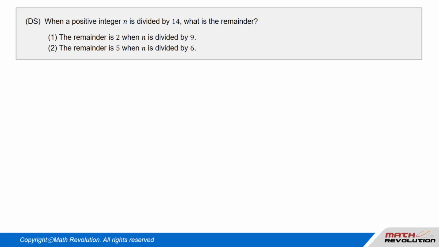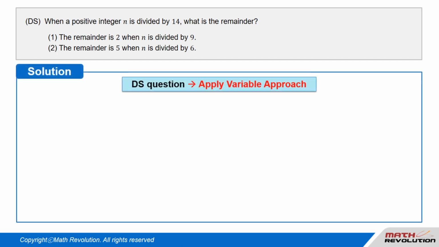Question: DS. When a positive integer n is divided by 14, what is the remainder? Condition 1. The remainder is 2 when n is divided by 9. Condition 2. The remainder is 5 when n is divided by 6. Solution. Let us solve this DS question using the variable approach.